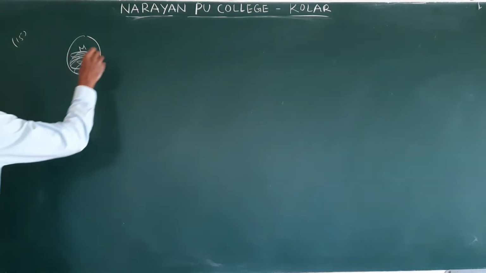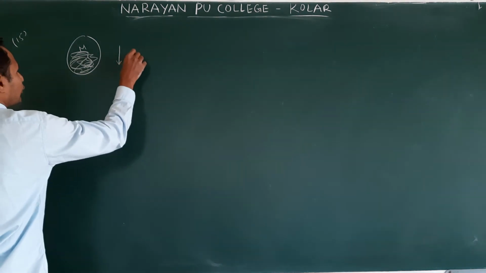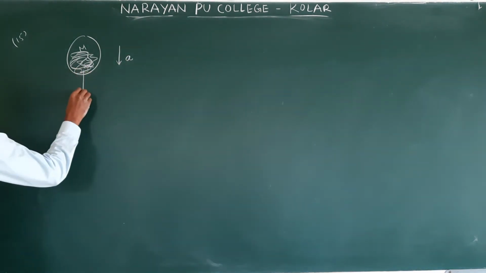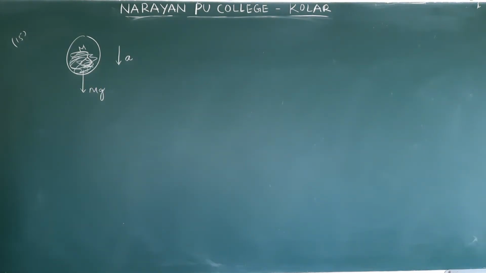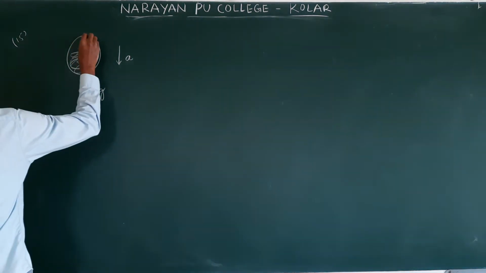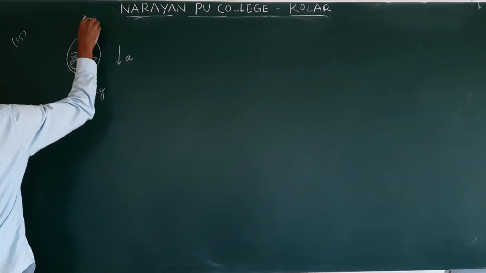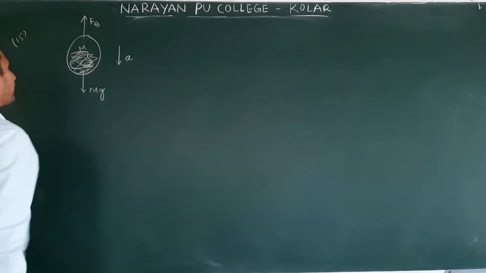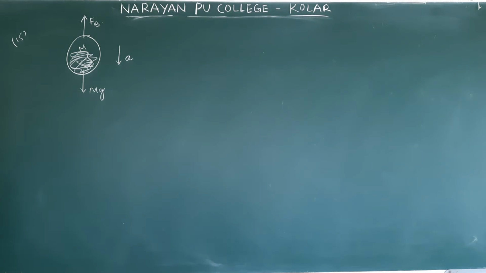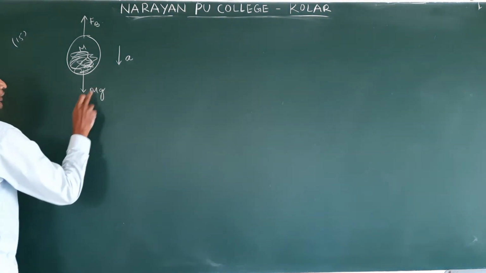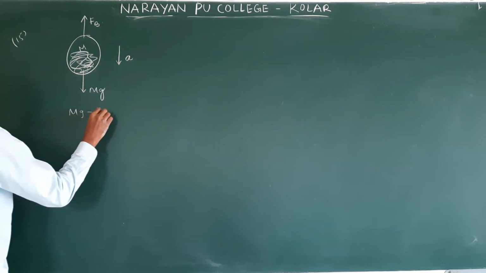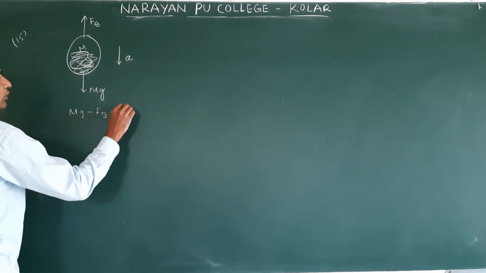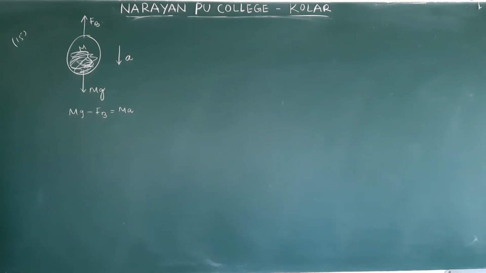Initially it is accelerating downwards due to what? Weight. When it is coming down, the buoyancy force will act upwards. This is F B. Okay, this is the first case. How do you write? Mg in the direction of acceleration, so Mg minus F B is equal to Ma. This is the first case.